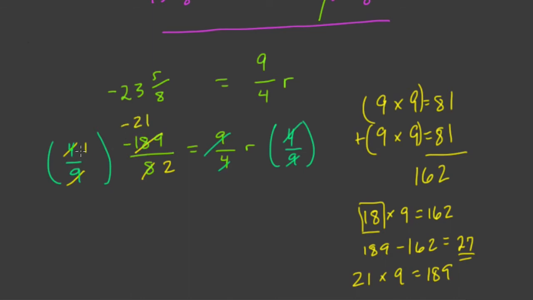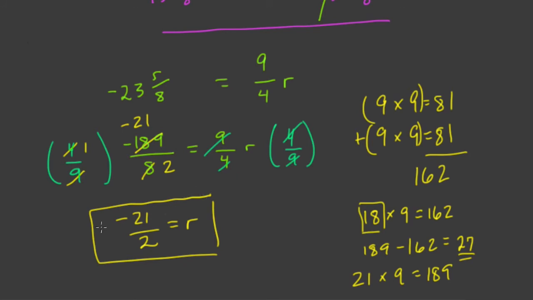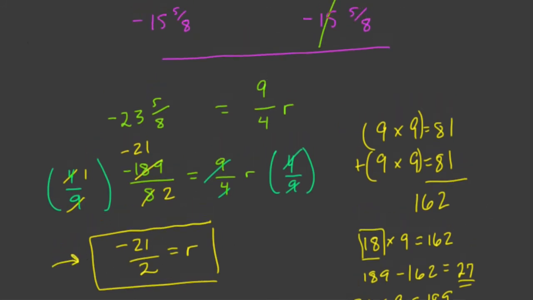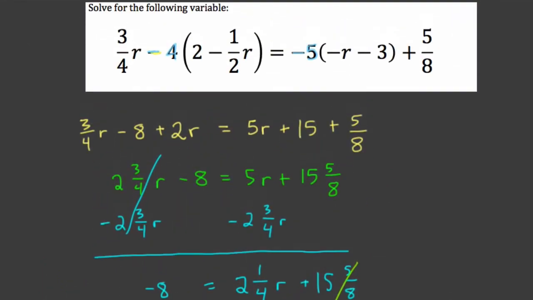And then what we have is 1 times negative 21. That's negative 21 over 2. It's non-reducible, and that equals r. So all that work gets us this value for r. But could we solve it another way, right? Could we have, instead of distributing and then combining like terms and so forth, what else could we have done?